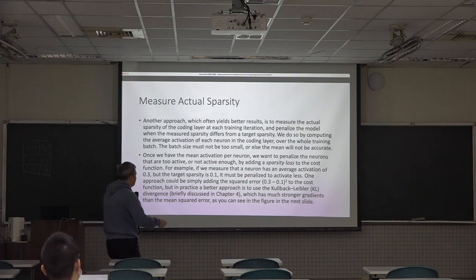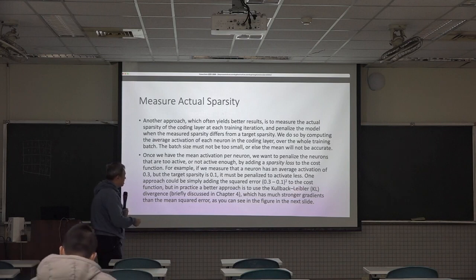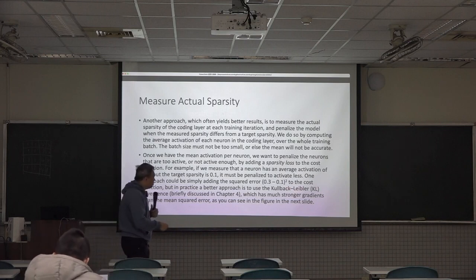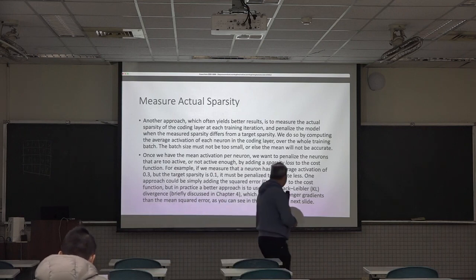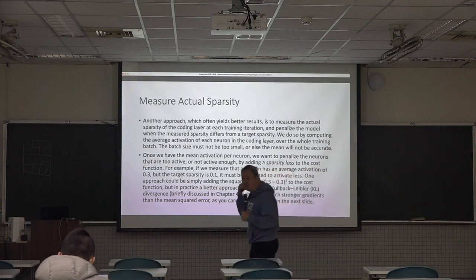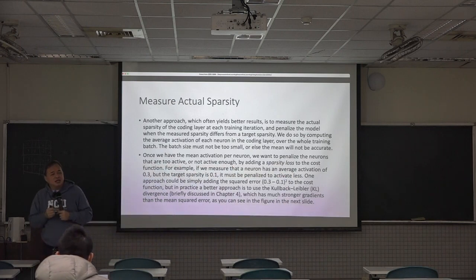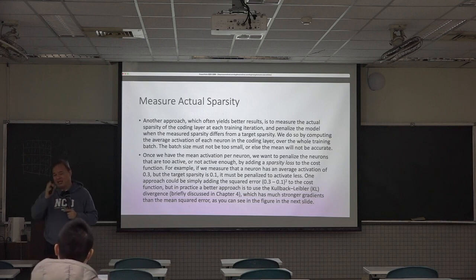One way is to add the squared error to the cost function. But in practice, we normally use what we call KL divergence, the Kullback-Leibler divergence. My pronunciation may not be accurate because these are the names of two guys, and they are German. But the abbreviation is KL divergence.